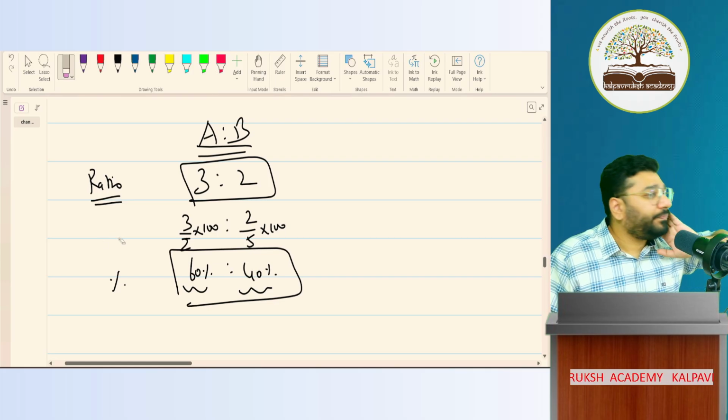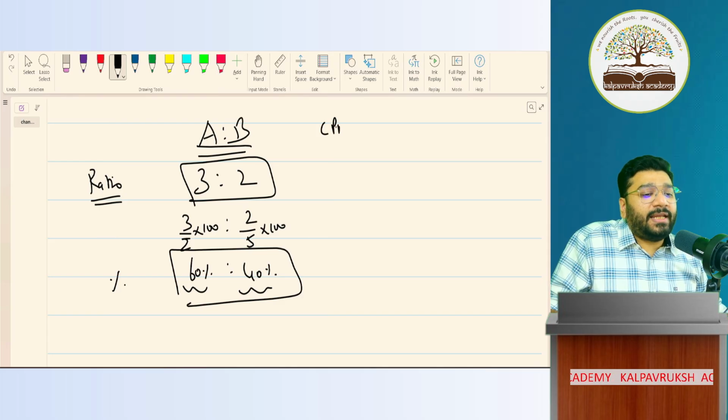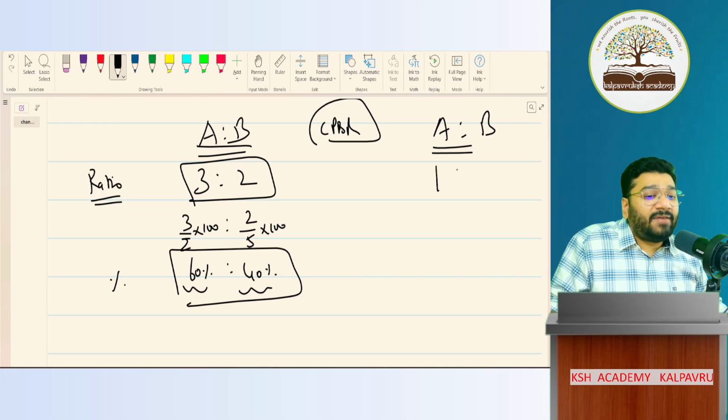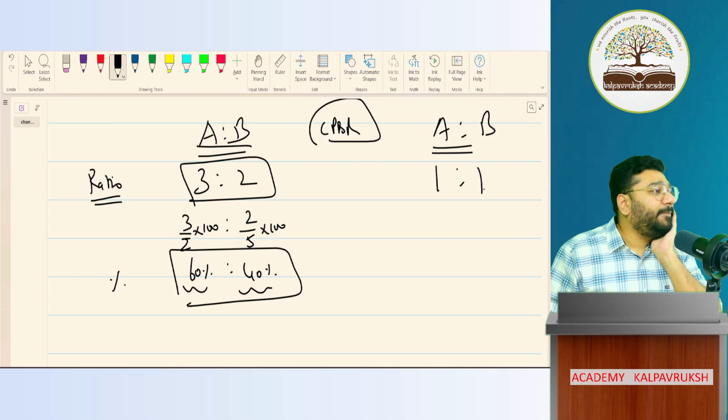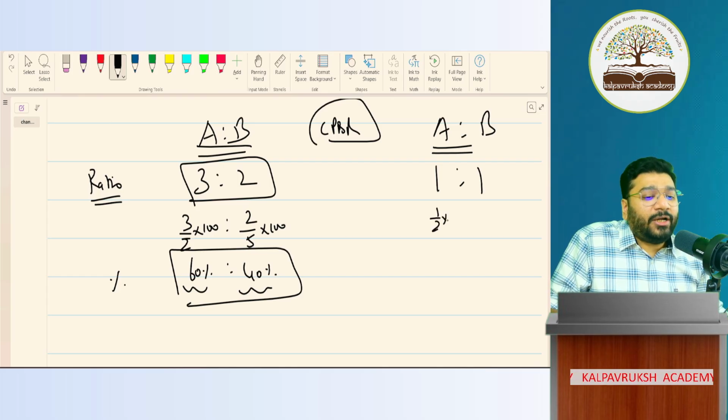Yes or no? Okay. Now, after the change in profit sharing ratio, CPSR. Now tell me, Anu and Bala's new ratio is how much? 1:1. Now can you please tell me, what is the revised profit sharing ratio, the ownership ratio? 1/2 into 100 is how much?